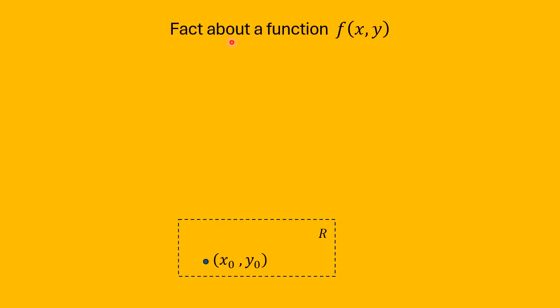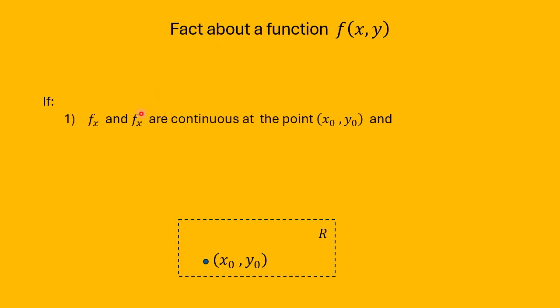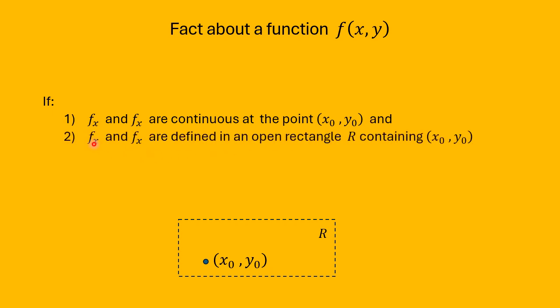Here's a fact about the differentiability of a function f of two variables x and y. Let's suppose that the partial derivative of f with respect to x and the partial of f with respect to y are both continuous at the point x0, y0, and the partial of f with respect to x and the partial of f with respect to y are defined in an open rectangle R containing that point x0, y0.